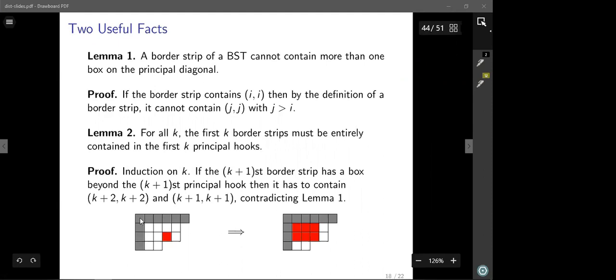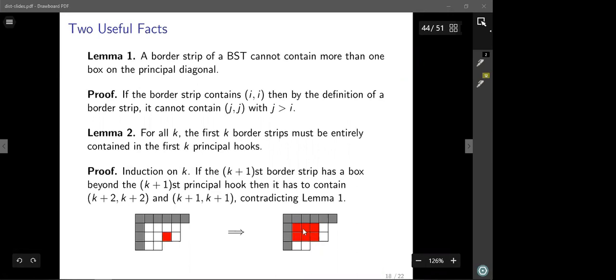I mean, if the first border strip is contained in this first principal hook, what about the second border strip? Could the second border strip contain something out here that's not in the first two principal hooks? Well, if there's a 2 here, then everything up and to the left has to be a 2, because by the weakly increasing condition, you can't have anything larger than 2 in this region. So all these would have to be 2s.